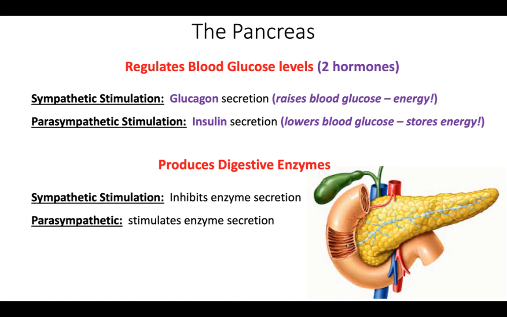All right. The other function is enzymes. And again, if you see the word digestive, you know it's stimulated by parasympathetic but inhibited by sympathetic. So during times of fight or flight and E situations, you don't really worry about digesting food. You'd rather do that when you're at rest. Okay?